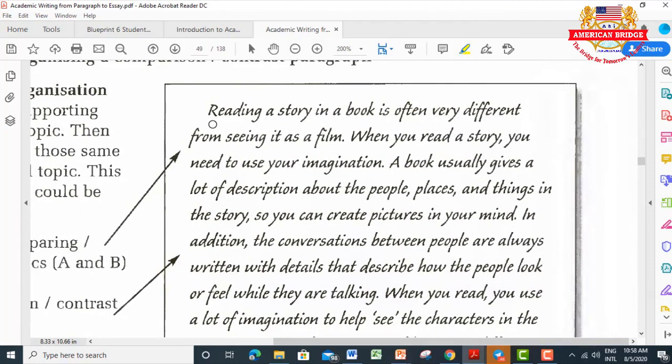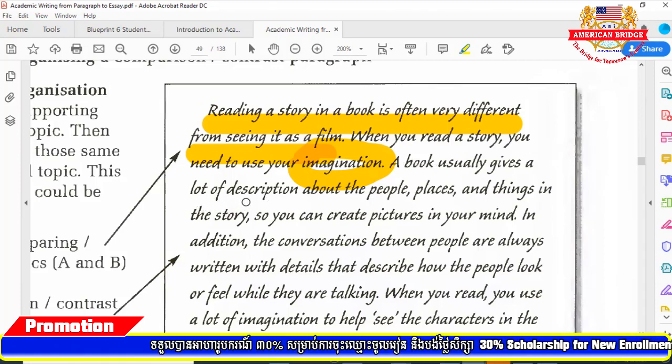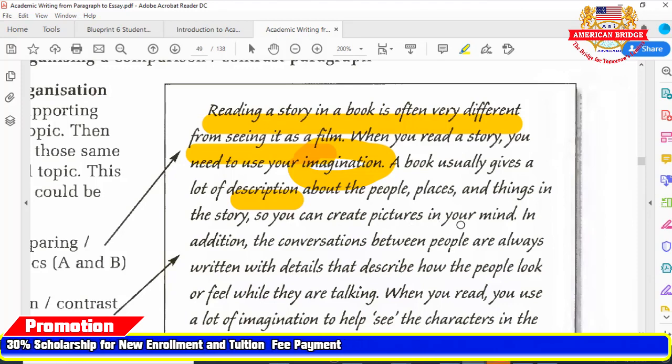Reading a story in a book is often very different from seeing it as a film. So one story in the book, one story in the film. How is it different? When you read a story, you need to use your imagination. A book usually gives you a lot of description about people, places, and things in a story, so you can create pictures in your mind.